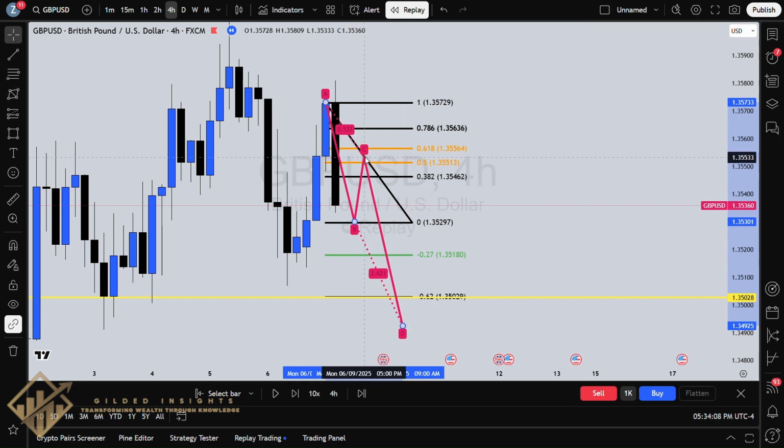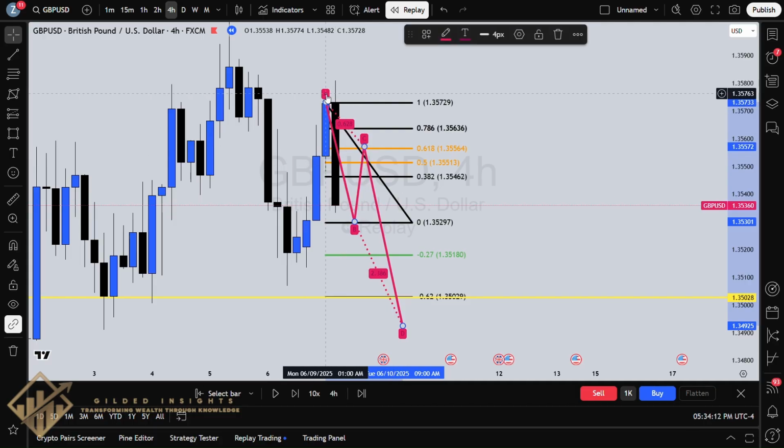Now you are probably wondering, what the heck did you just do? So what this does is it tells me where there could possibly be a pullback and a continuation. So from A to B, we're expecting that strong trend. B to C, we're going to expect that retrace. And C to D, we're going to expect that continuation, and that obviously means the trend will continue pushing down.